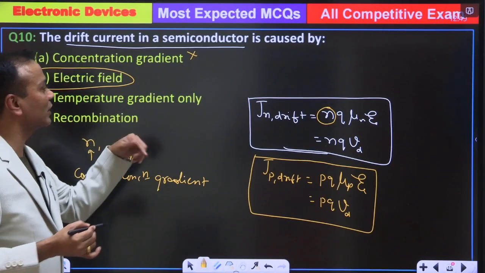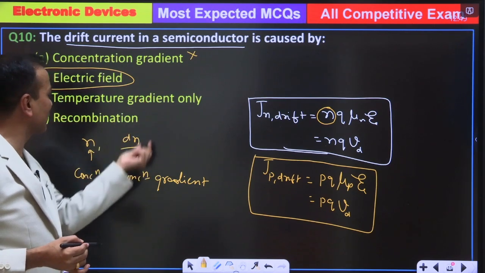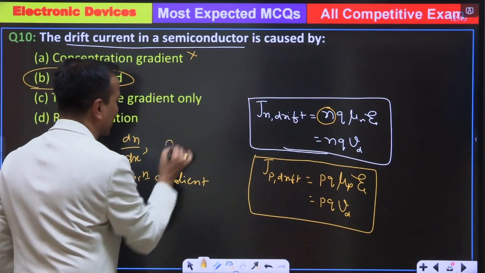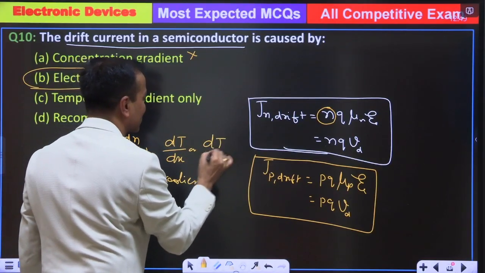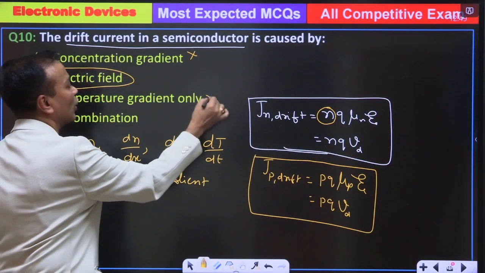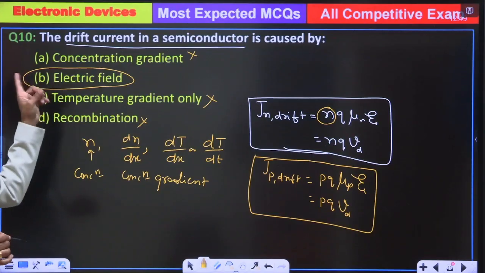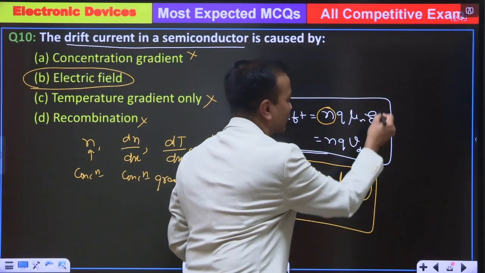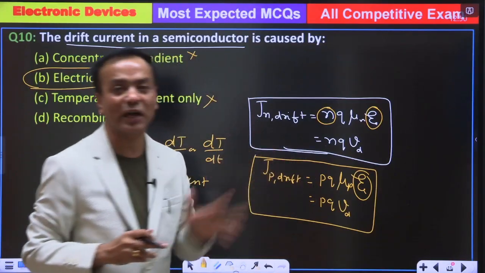Temperature gradient only. So there is no dT by dx or dT by dt in the expression. What I am trying to say is that the temperature gradient, with respect to distance or time, is not there. So this is also not depending. So this drift current density depends upon the electric field, which is mentioned here as electric field. Then apart from that, it depends upon the concentration of the charge carrier.